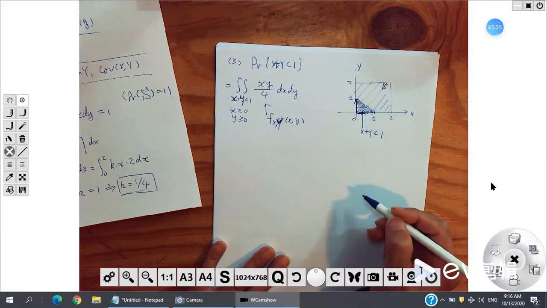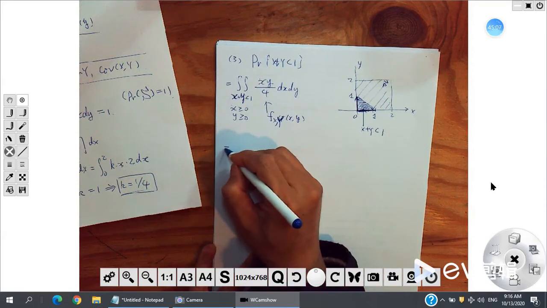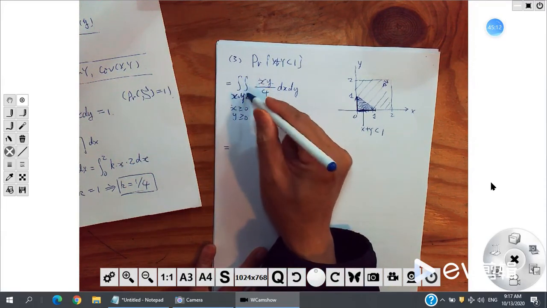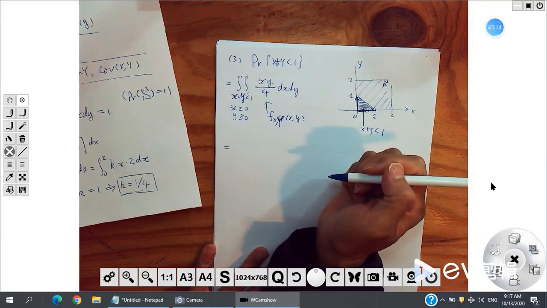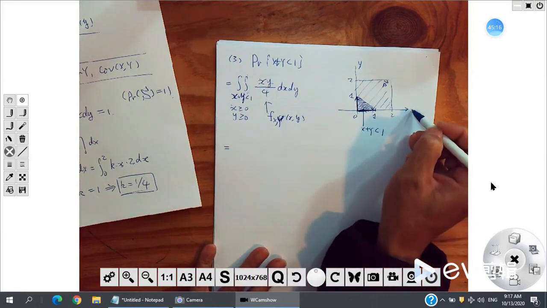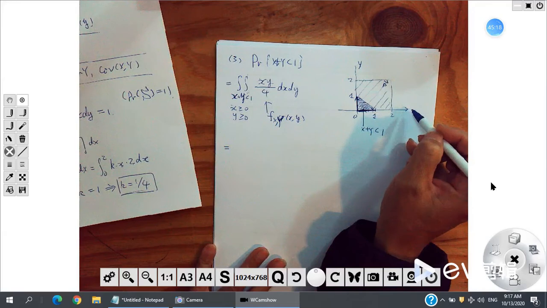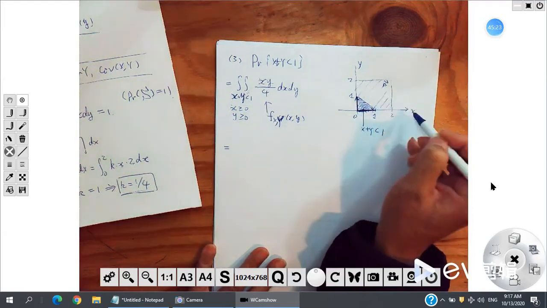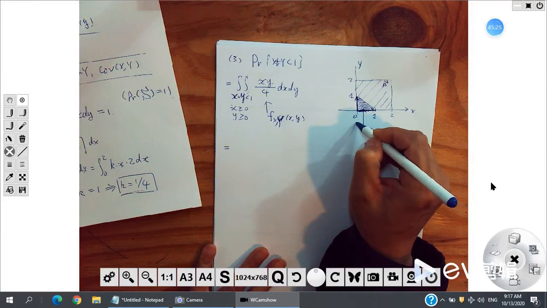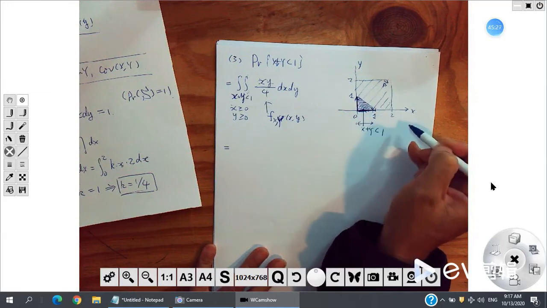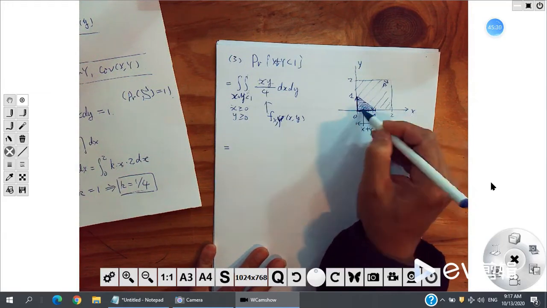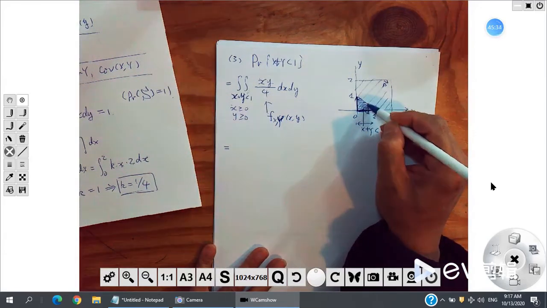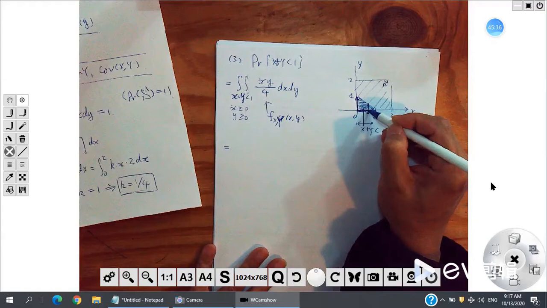Okay, now the problem is how to write the upper and the lower bound of the integral. Now you have both x and y, right? You can choose one first. Suppose I do x first. X can run from 0 to 1. And when x is given, you can check y. Y will run from 0 to here.